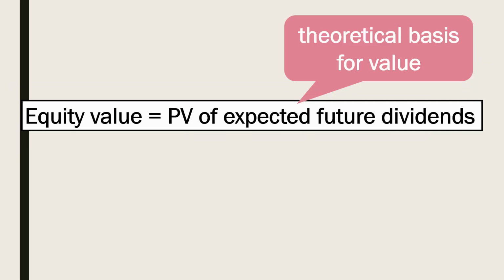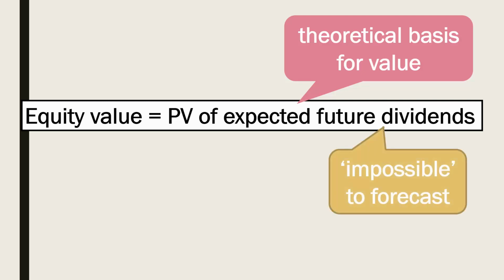The dividend discount model is the theoretical basis for us to value equity in a firm. We forecast dividends to eternity that we expect to receive and discount them to the present by applying a suitable discount rate. The only problem with this is that it is impossible to forecast a firm's dividends.